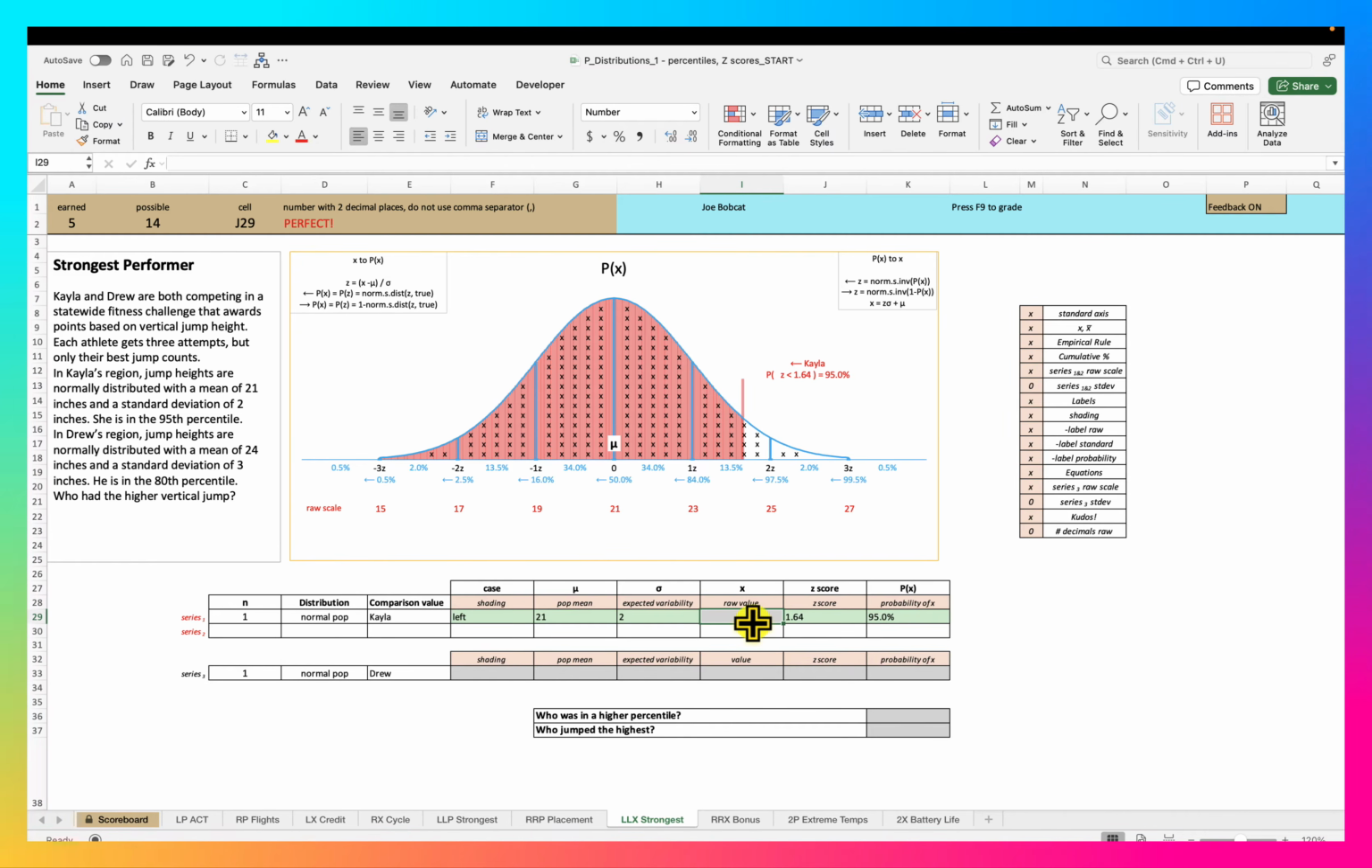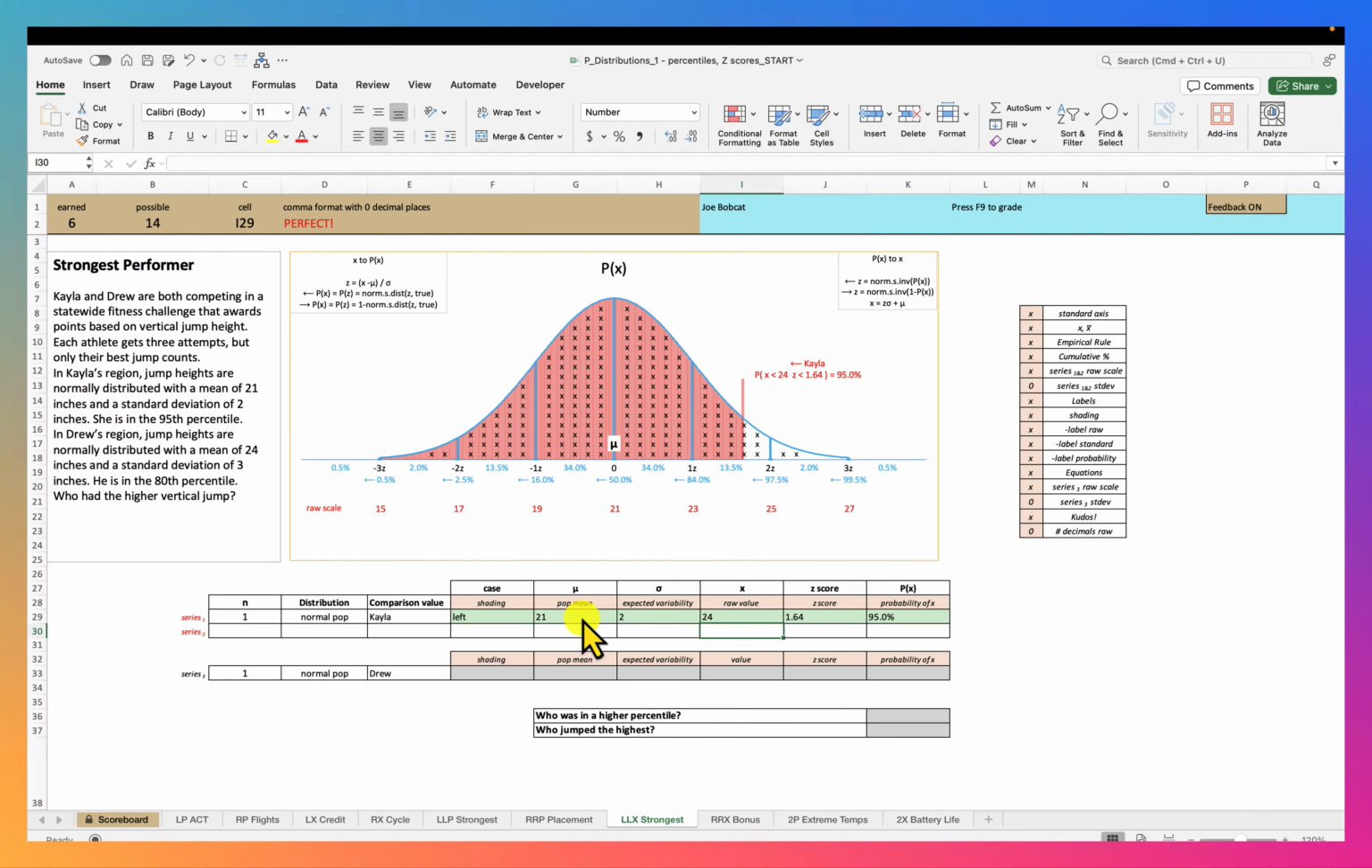It gives us our z-score, and then to get the x value, x is always going to be z times standard deviation plus mu. That converts the z-score back to a raw score. So 24 inches.